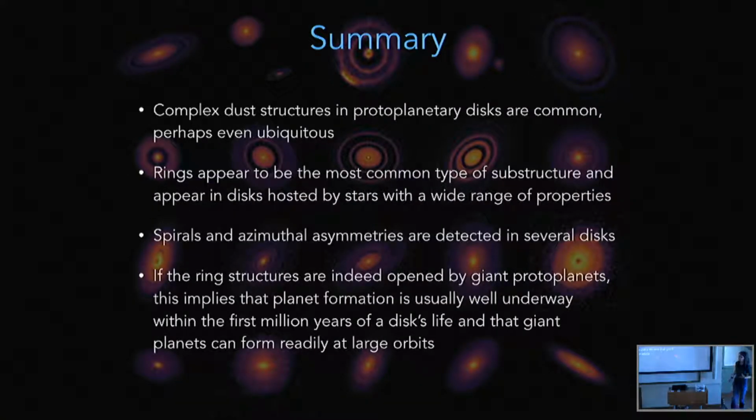So in summary, complex dust structures in protoplanetary disks are common and maybe even ubiquitous. And we argue that the planet-disk interaction interpretation is the most plausible explanation for the structures that we see. If these structures are indeed due to planets, then there are at least two interesting implications. The first is that planet formation is often well underway within 1 million years, which is fairly fast. And the second is that giant planets can form readily at large orbits.